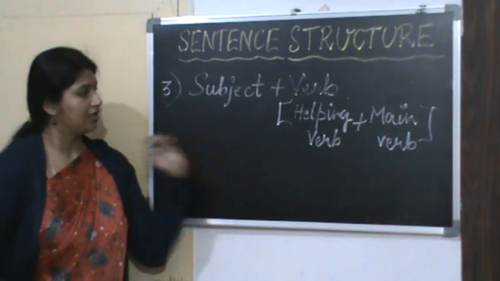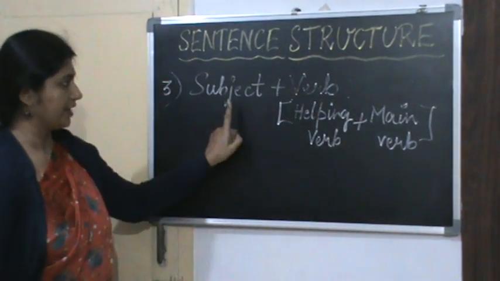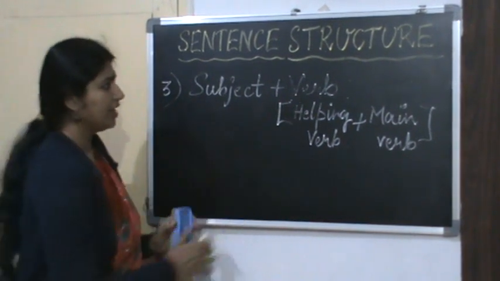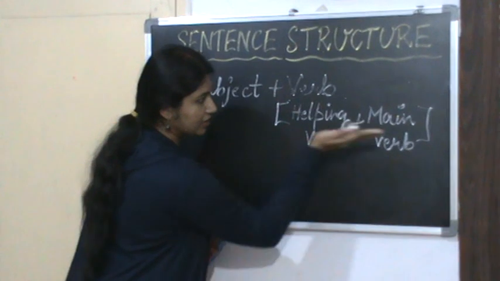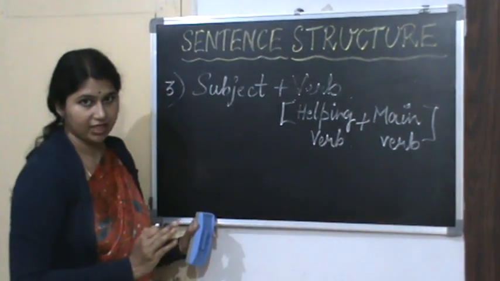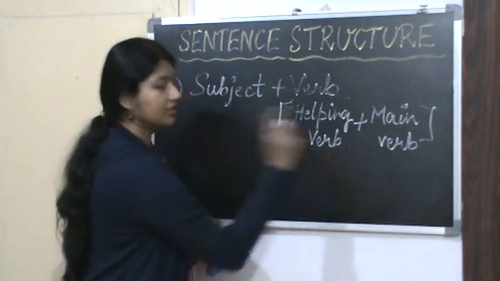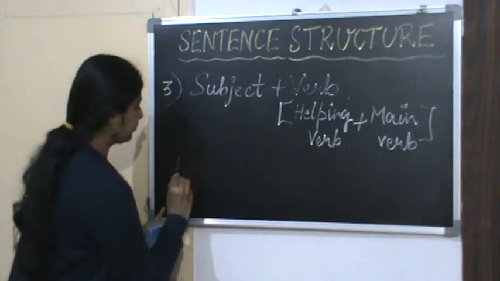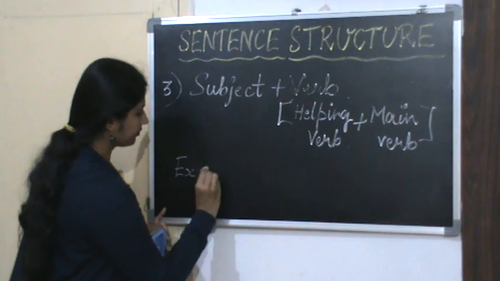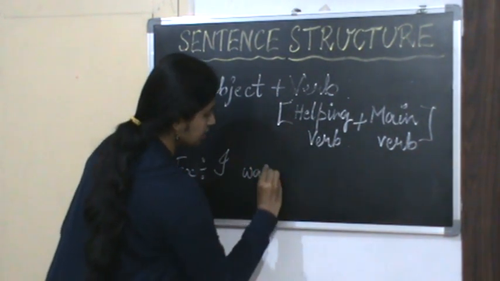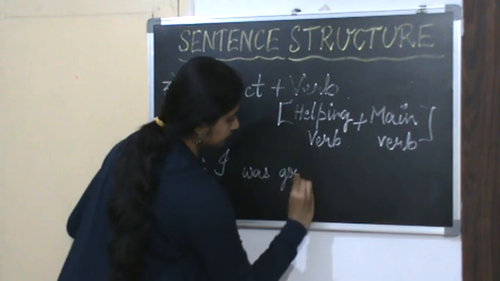ಏನು ಮಾಡಿದ್ದೀನಿ ಇಲ್ಲೂ, just like the first pattern, you have subject plus verb. This verb has helping verb plus main verb. ಅಂದರೆ ಇದನ್ನು ಸಹಾಯಕ ಕ್ರಿಯಾಪದ ಅಂತ ಕರಿತೀವಿ, ಇದನ್ನ ಮುಖ್ಯ ಕ್ರಿಯಾಪದ ಅಂತ ಕರಿತೀವಿ. ಒಂದು ಉದಾಹರಣೆಗೆ, I was going.